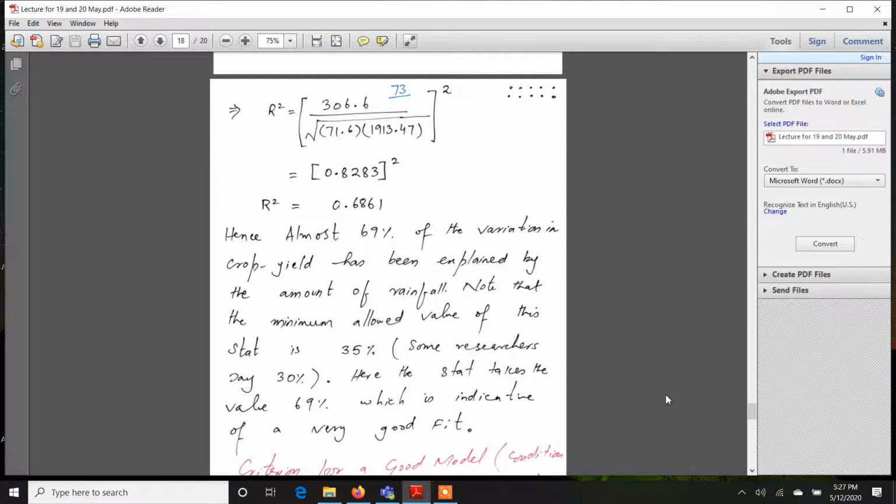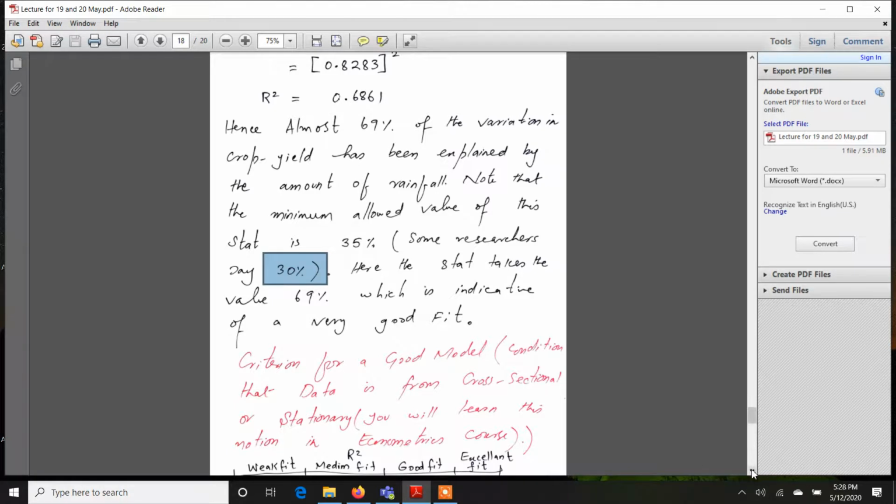Okay, now if we have to predict the crop yield based on the amount of rainfall, before I go for the prediction, note that the minimum value allowed for this statistic is 35%. Some researchers say 30%. That is, if you are given a model and you want to say whether it's a good model or not, you can, from an exam point of view, say minimum 30% or 0.30 is the answer. You can say it's a fairly good model.